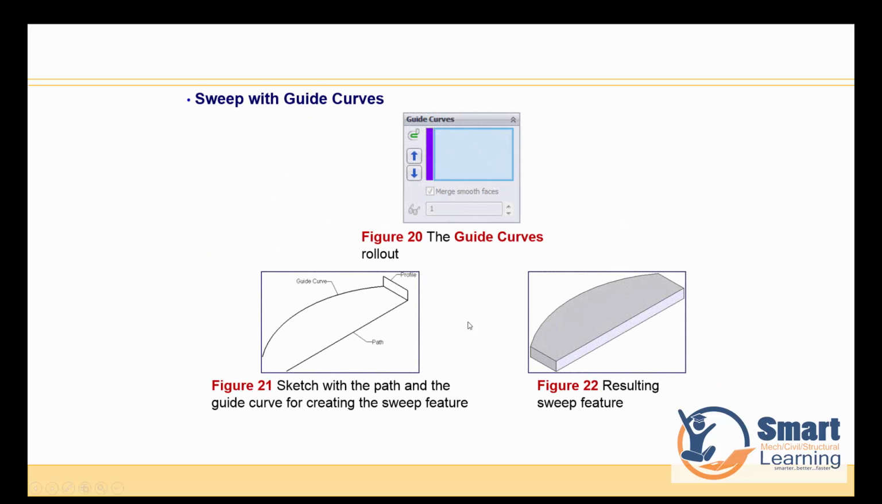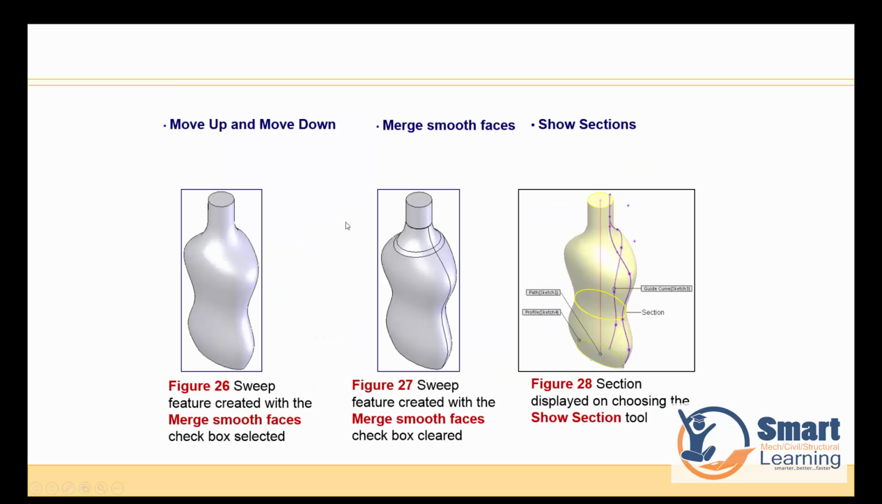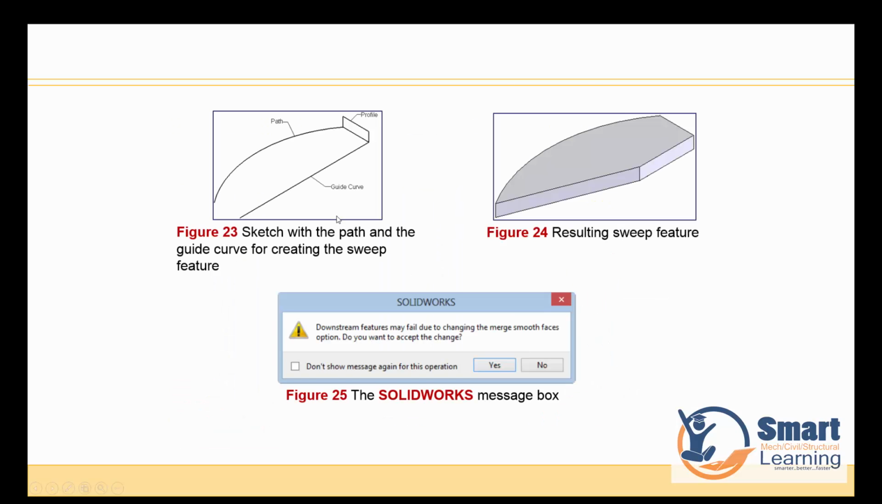And also we'll look at the sweep with guide curves. The guide curves option I was just discussing, and when you go to profile, path, and one guide curve, you can also create a complex shape like this, which you can see here. And when you go for advanced tweak, like sweep with the path and the guide curve for creating the sweep feature, the resulting sweep feature can also be shown. If you want to merge this particular end, how to get that also I'll be showing you. And then we'll look at some more advanced options.